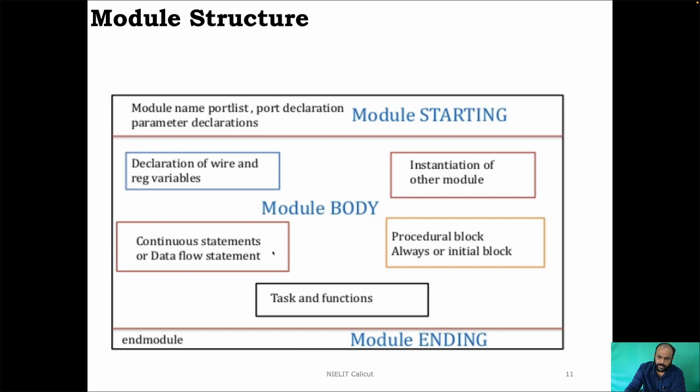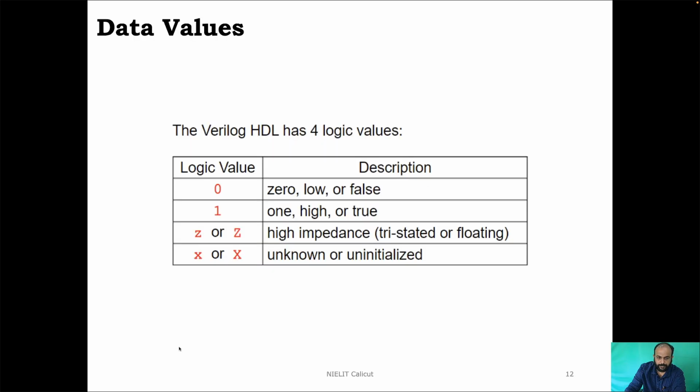Then you will write the functionality. The functionality of the module can be written in the module body using a lot of continuous or sequential statements. We will see each one of them. Then there could be some special ways of usage called tasks and functions. And finally, once you have finished describing the entire functionality of your hardware, the module description should end with another keyword called endmodule. There is no space between end and module.